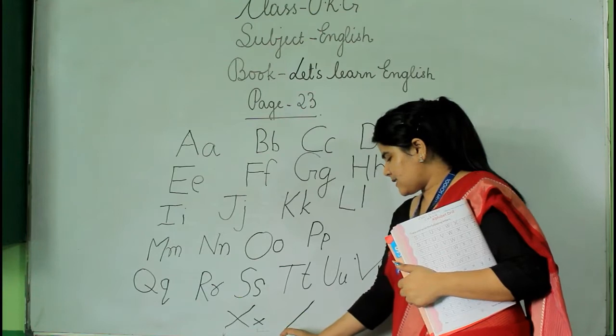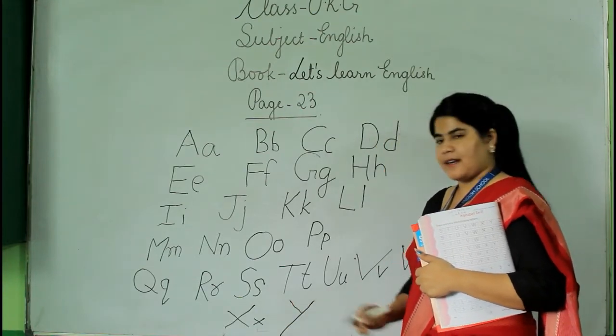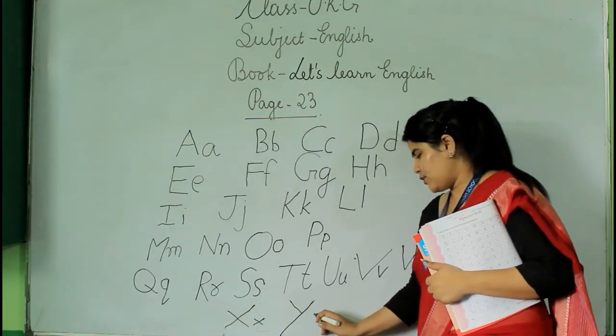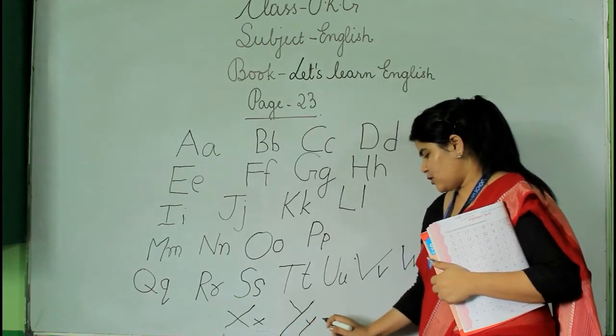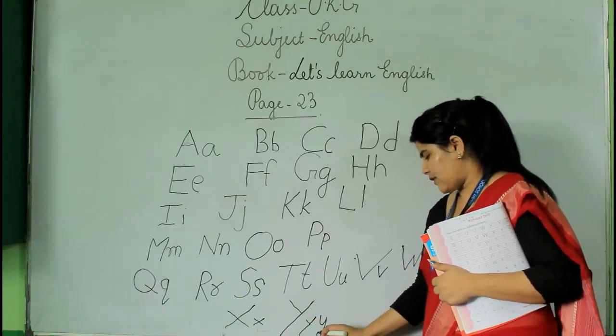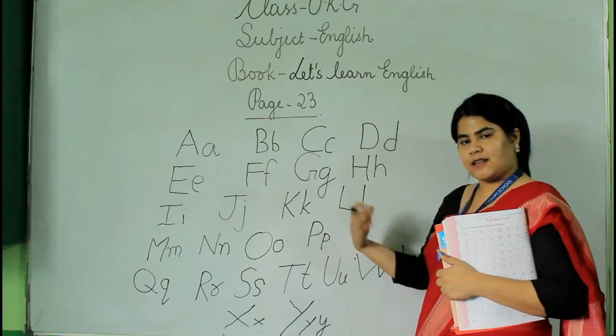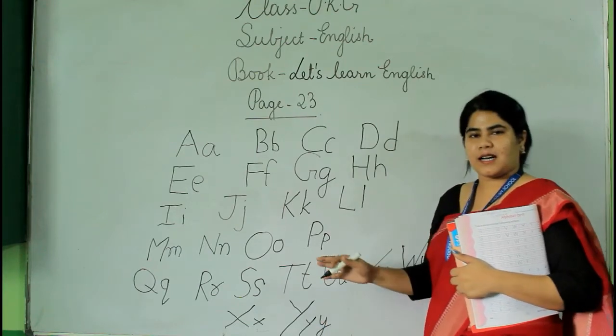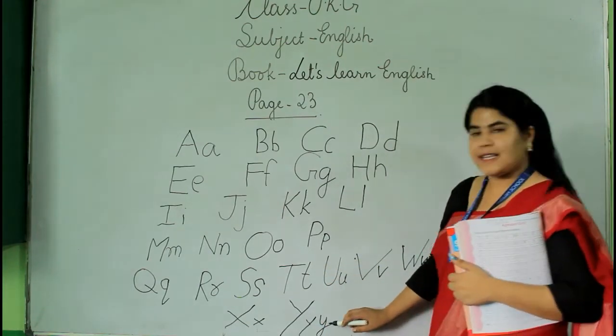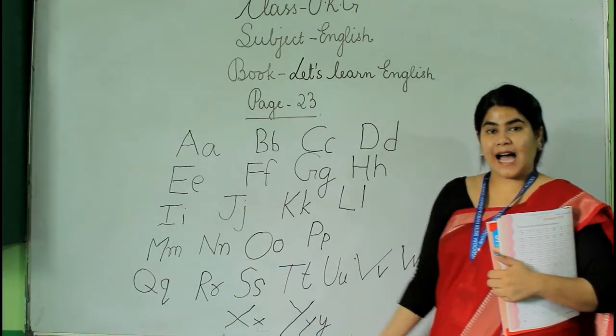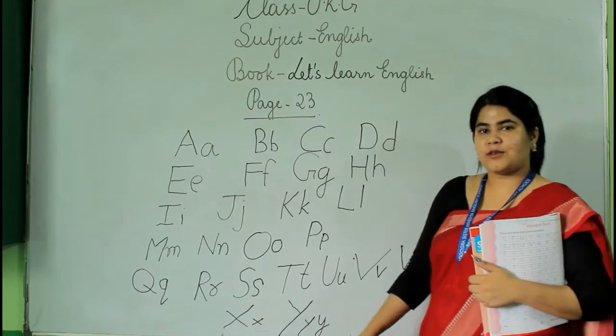Then Y. Slanting, again half slanting. Then for this also, in this way you can write, or else in this way you can write, okay? Both are correct. Whatever way you write, both are correct. You can write in this way also, in this way also. Y is for yak, Y is for yellow, alright?